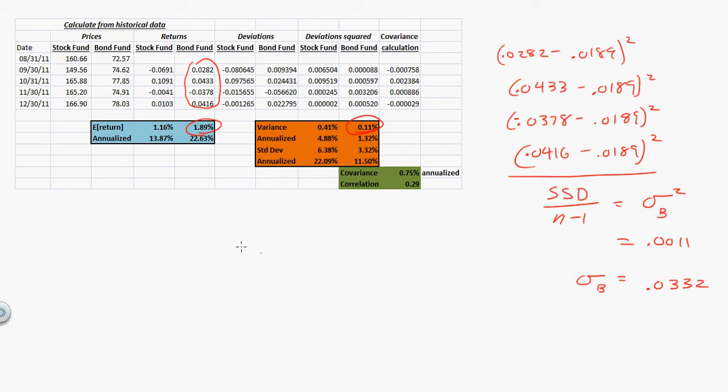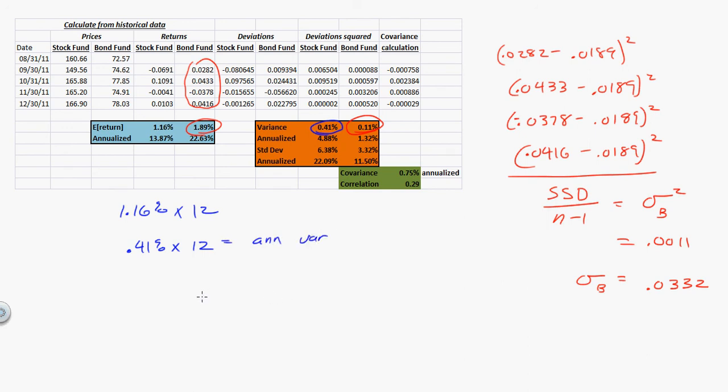0.0332. Okay, so next I want to talk to you about how to annualize these, because I always want to have this stuff in annual terms. So if I have the expected return of 1.16% and I want to annualize it, and it's monthly data, I multiply by 12. If I want to do the same with the variance, it would be 0.41% monthly data times 12, and that would equal the annual variance.